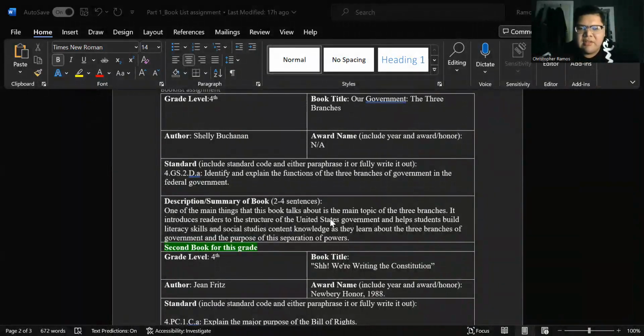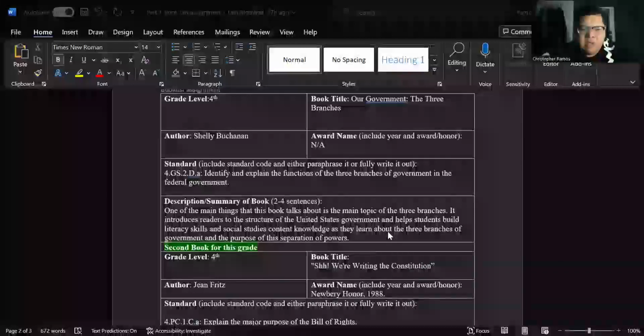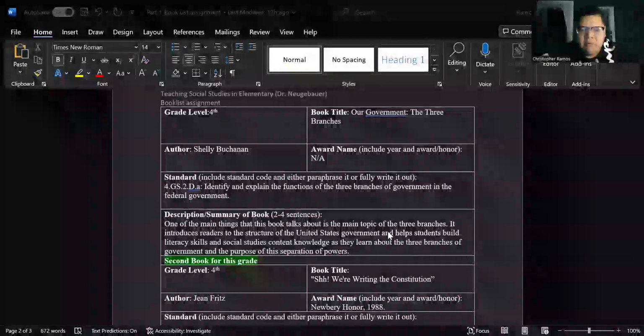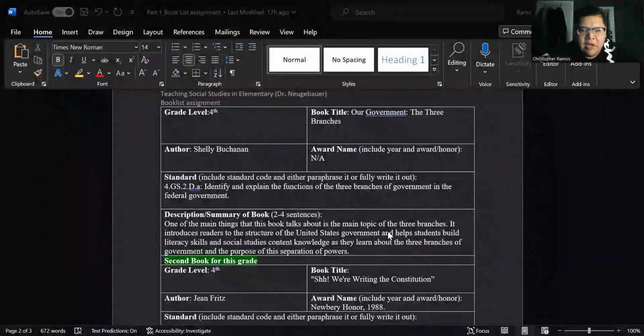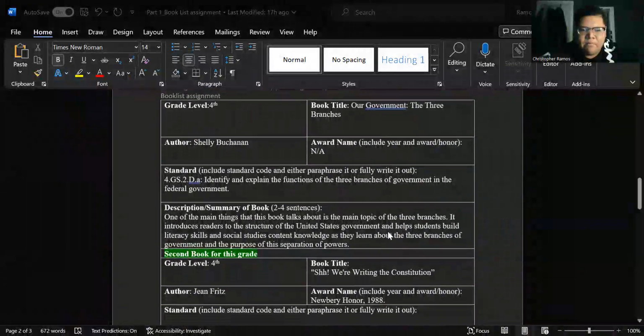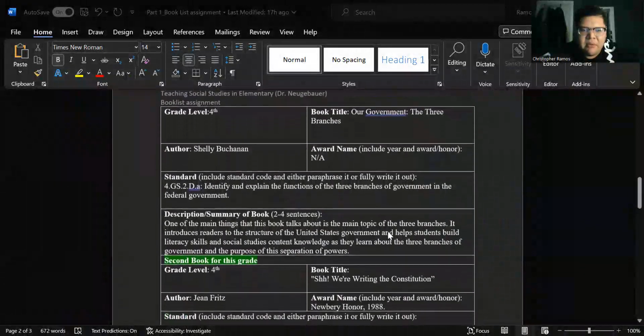What this book is about is the three branches. It introduces readers to the structure of the United States government, helps students build literacy skills and social studies content knowledge as they learn about the three branches of government and the purpose of the separation of powers. It helps the students understand how the government works. That's pretty much it about that one.